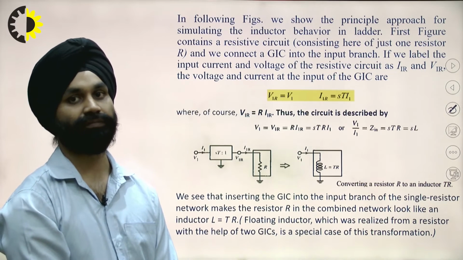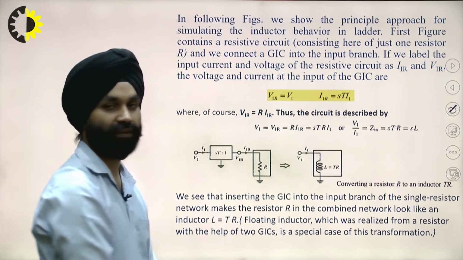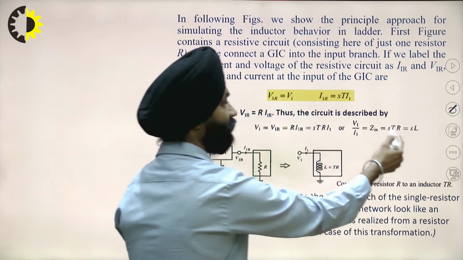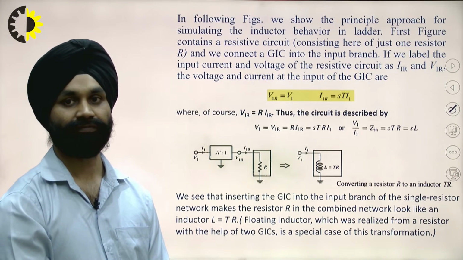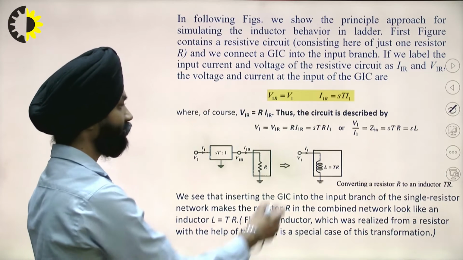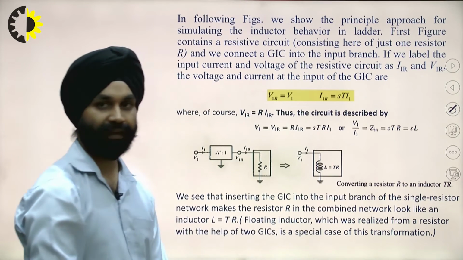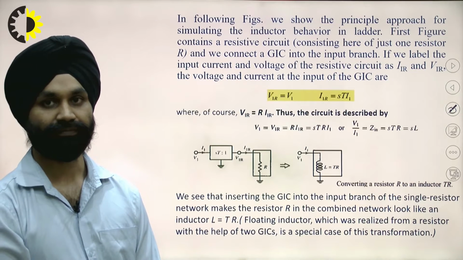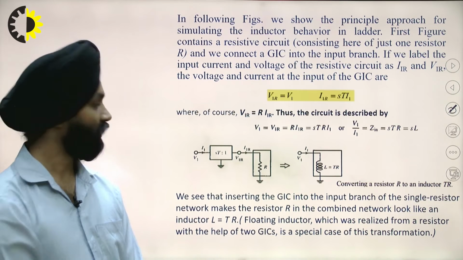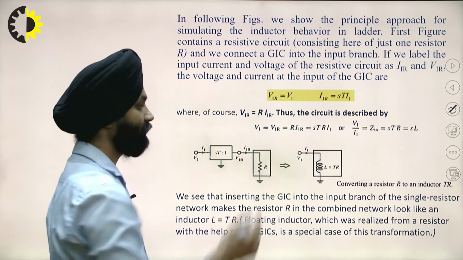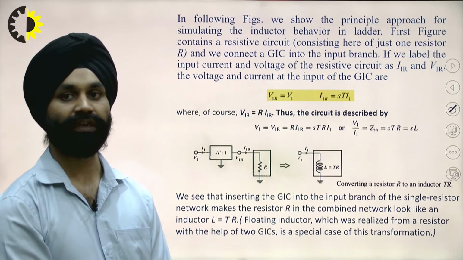Simple this. And we have seen V1 by I1 is equal to SL, where L is STR, T is the time constant. So this whole circuit can behave as an inductor with L is equal to TR, T is the time constant and R is the resistor. So this whole circuit can be represented, converted by resistor and the inductor to simulate the behavior of the inductor by TR.